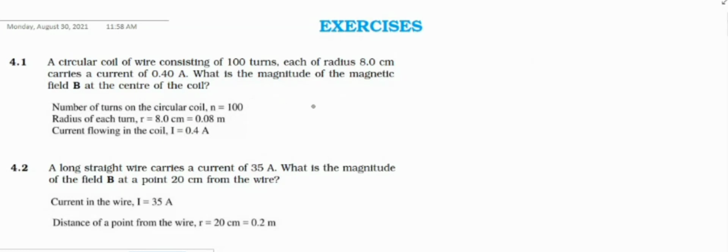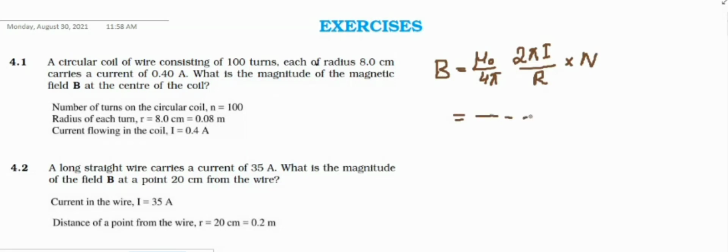Okay. So the equation for the magnetic field at the center of a circular coil is B equals mu naught by 4 pi, 2 pi I by R, into N. We have to multiply by the number of turns. Now, all those quantities are given in the question. You can substitute the values. Mu naught by 4 pi is 10 power minus 7. So when you substitute the values, you will get the answer.